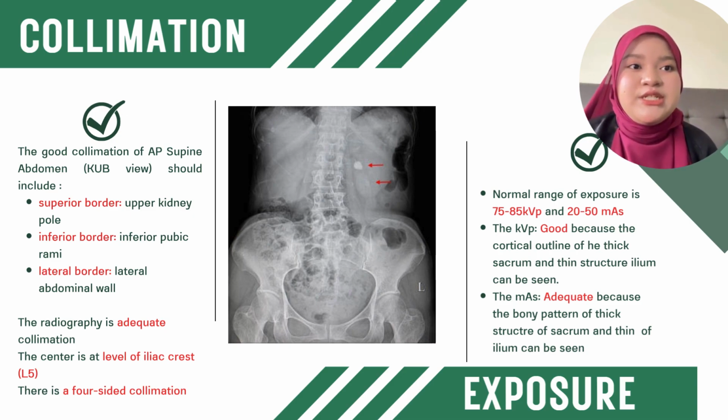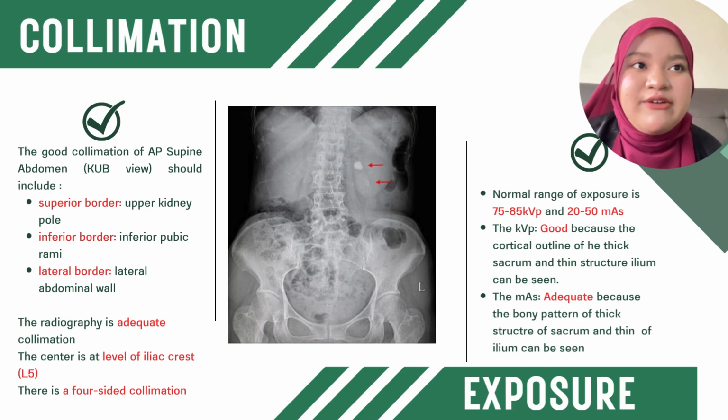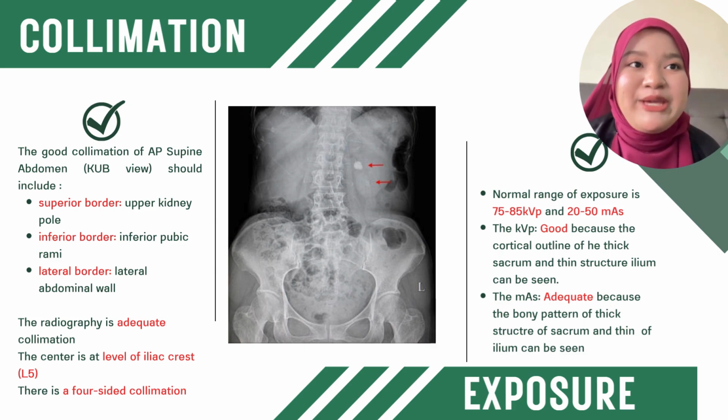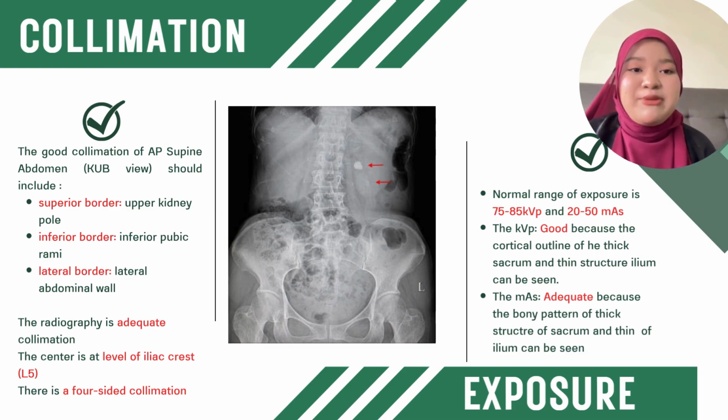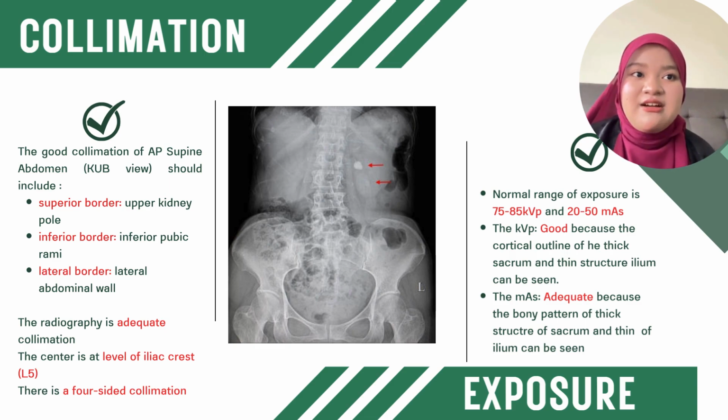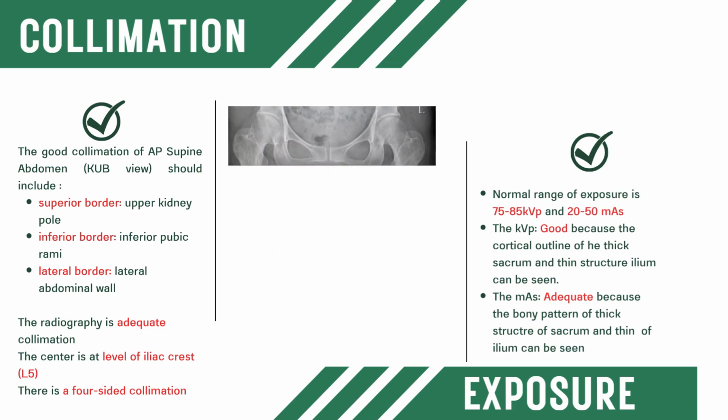For the exposure, the normal range of exposure is 75 to 85 kVp and 20 to 50 mAs. The kVp of this radiograph is good because the cortical outline of the thick sacrum and thin ilium can be seen. The mAs is adequate because the bony pattern of the thick sacrum and thin ilium can be seen.